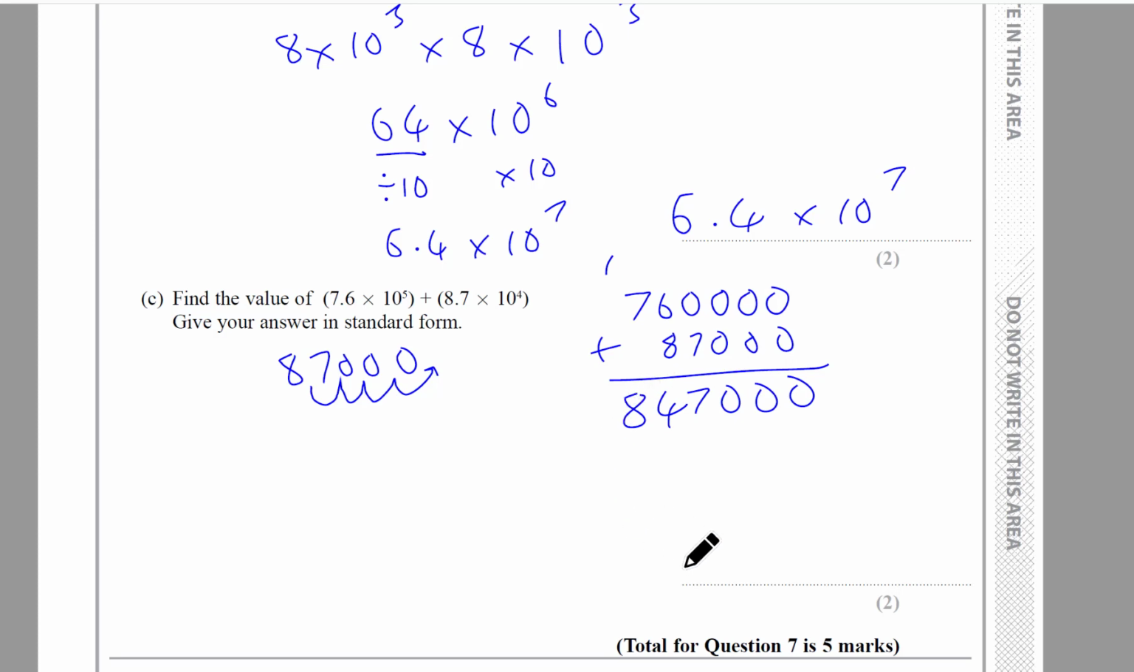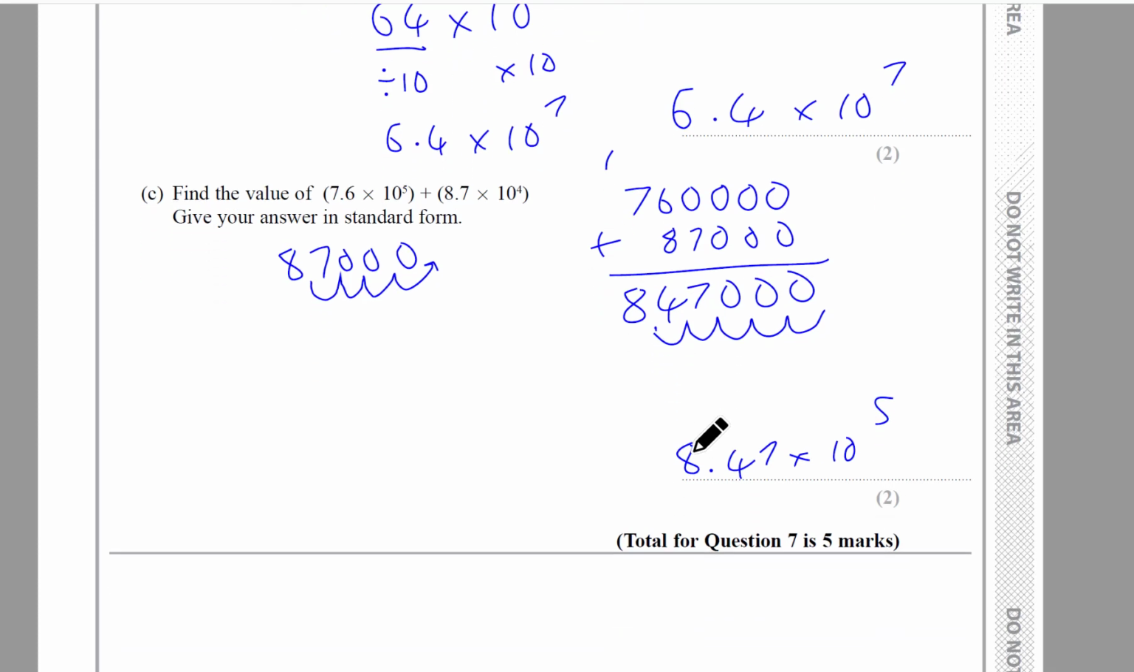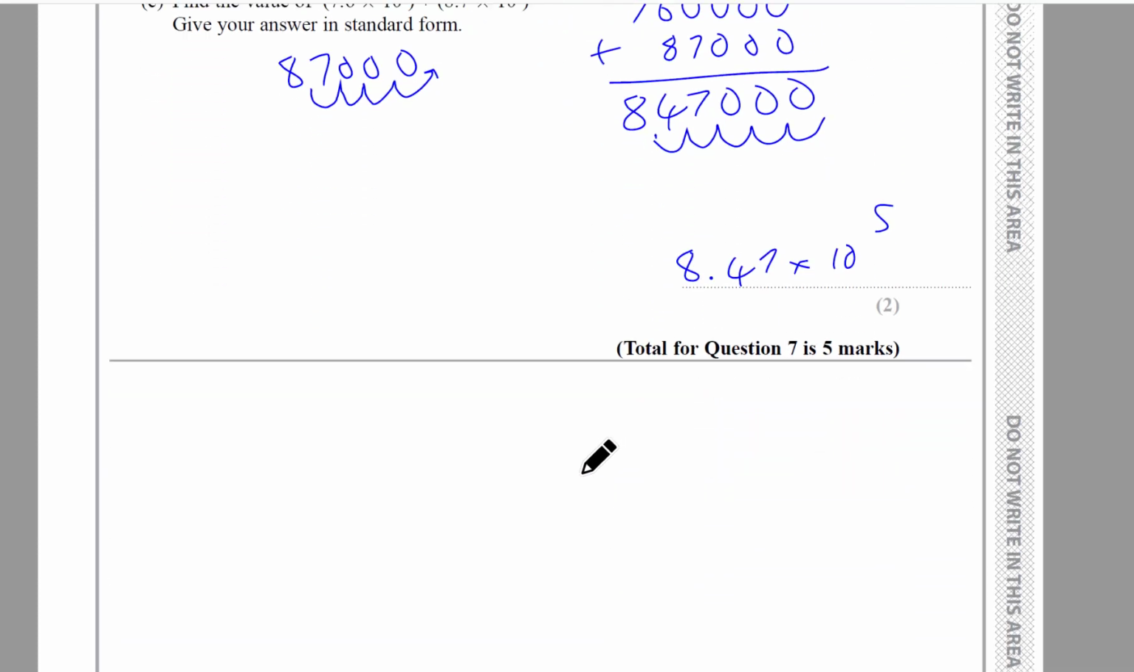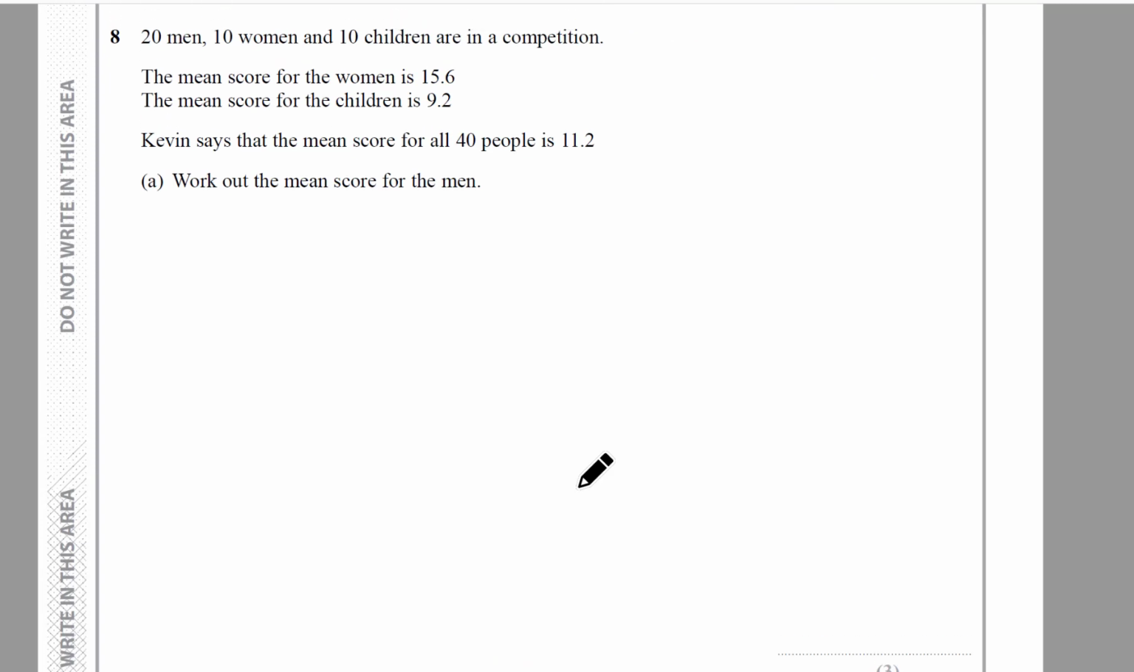Now let's convert that back to standard form. So 8.47. If it helps, put the decimal point here. 1, 2, 3, 4, 5 times 10 to the power of 5. A nice straightforward 2 marks. I'll be happy if this question appears in your mocks.